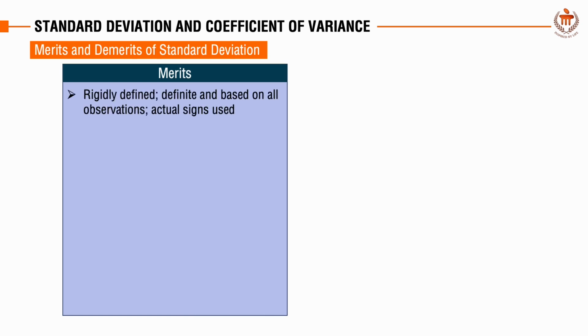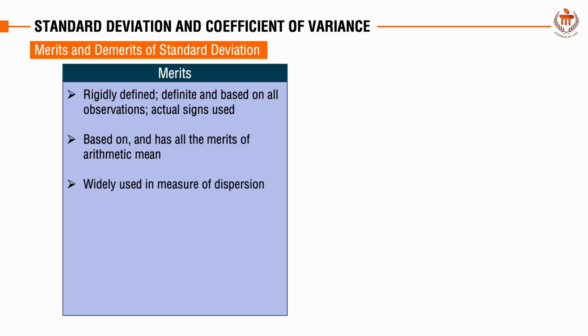It is rigidly defined and based on all the observations, where we use actual signs. It is based on and has all the merits of the arithmetic mean. Standard deviation is widely used as a measure of dispersion, and it is used even in further algebraic treatment.